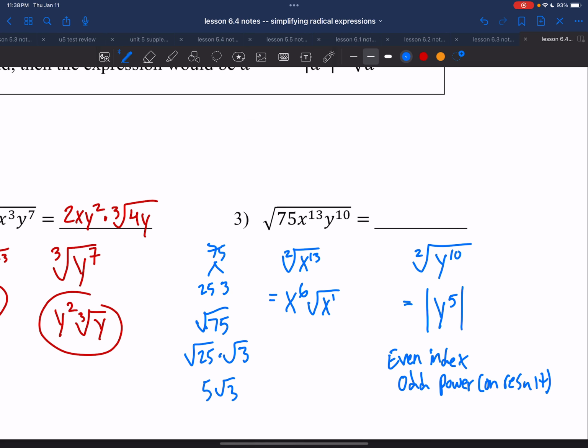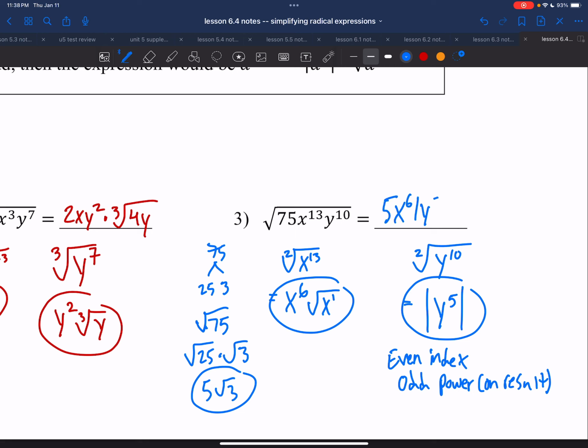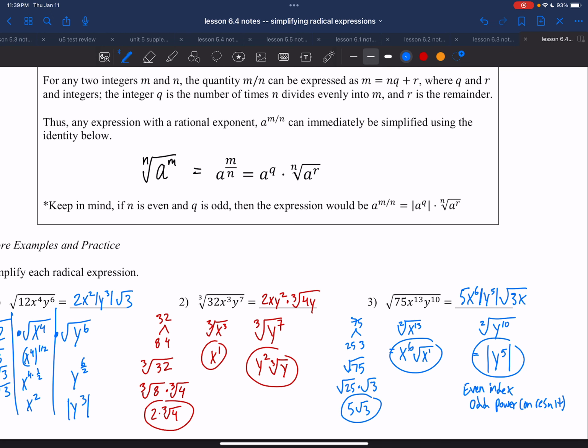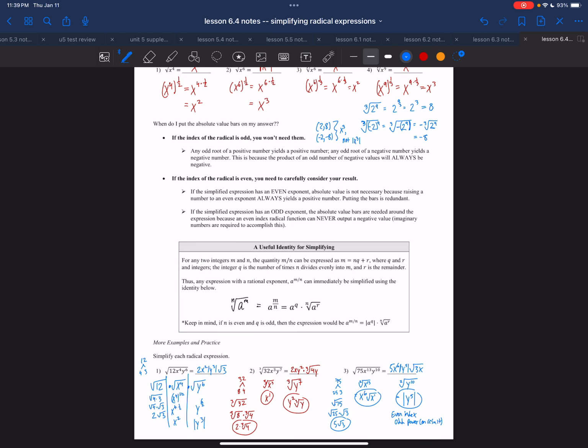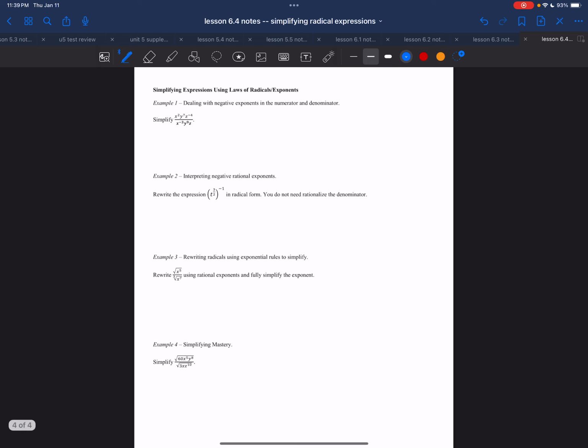And so I have 5 root 3. So, okay, it's this result and this result and this result. On the outside, you should have 5x to the 6th absolute value y to the 5th. And then on the inside of the square root, you should have a 3x. And those are my examples. Just tackle them one by one, okay? It looks intimidating all at once, but just go one by one. It's not so bad. Okay.